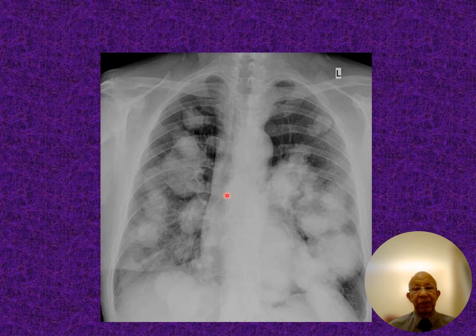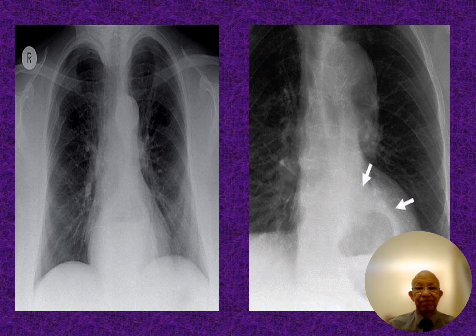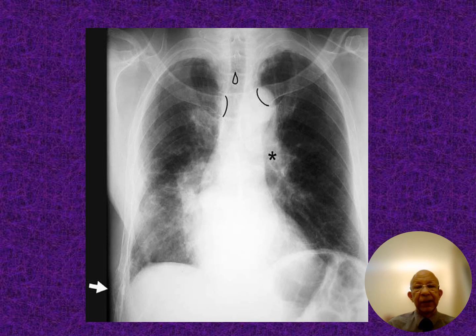Now these are the big masses in the lungs, variable sizes, typical of cannonball metastasis, right? An X-ray which is typical of cannonball metastasis. Okay, right? And another interesting X-ray, you can see it looks like there is gas behind the heart with a fluid level there. It's typical of a hiatus hernia. X-ray with a hiatus hernia, right?